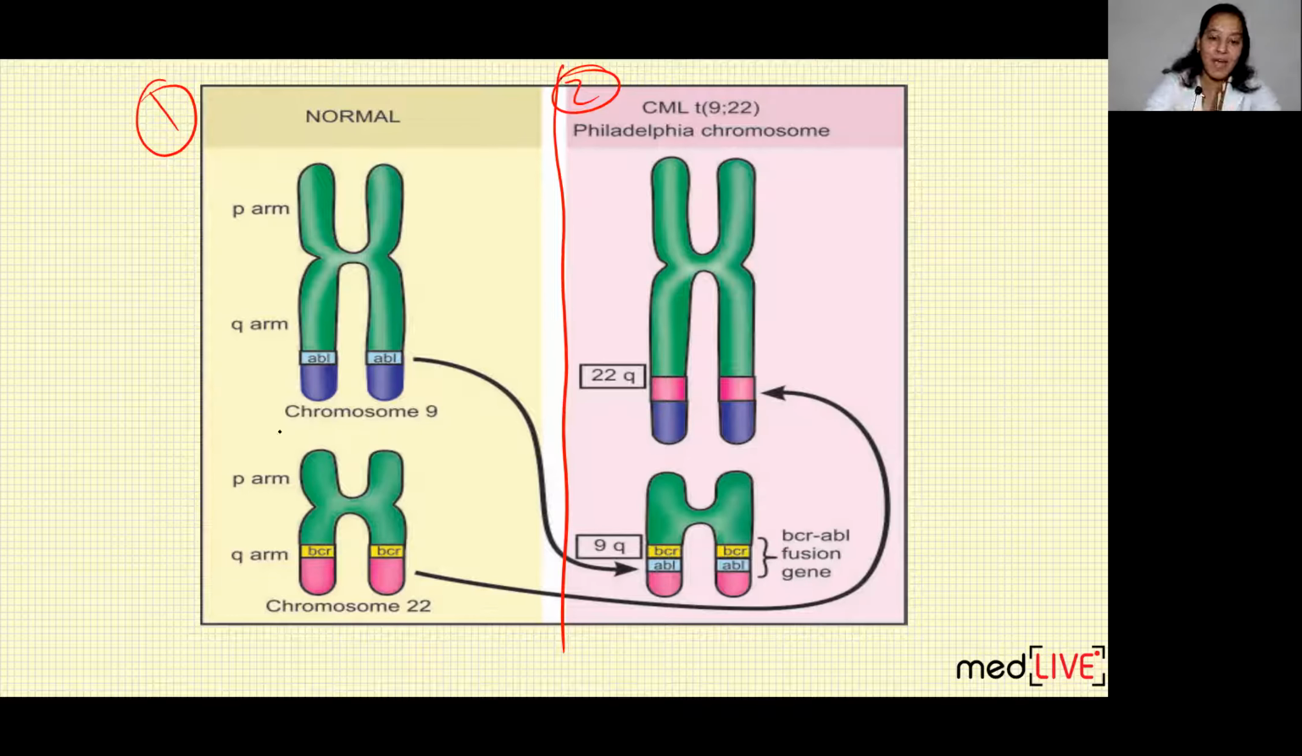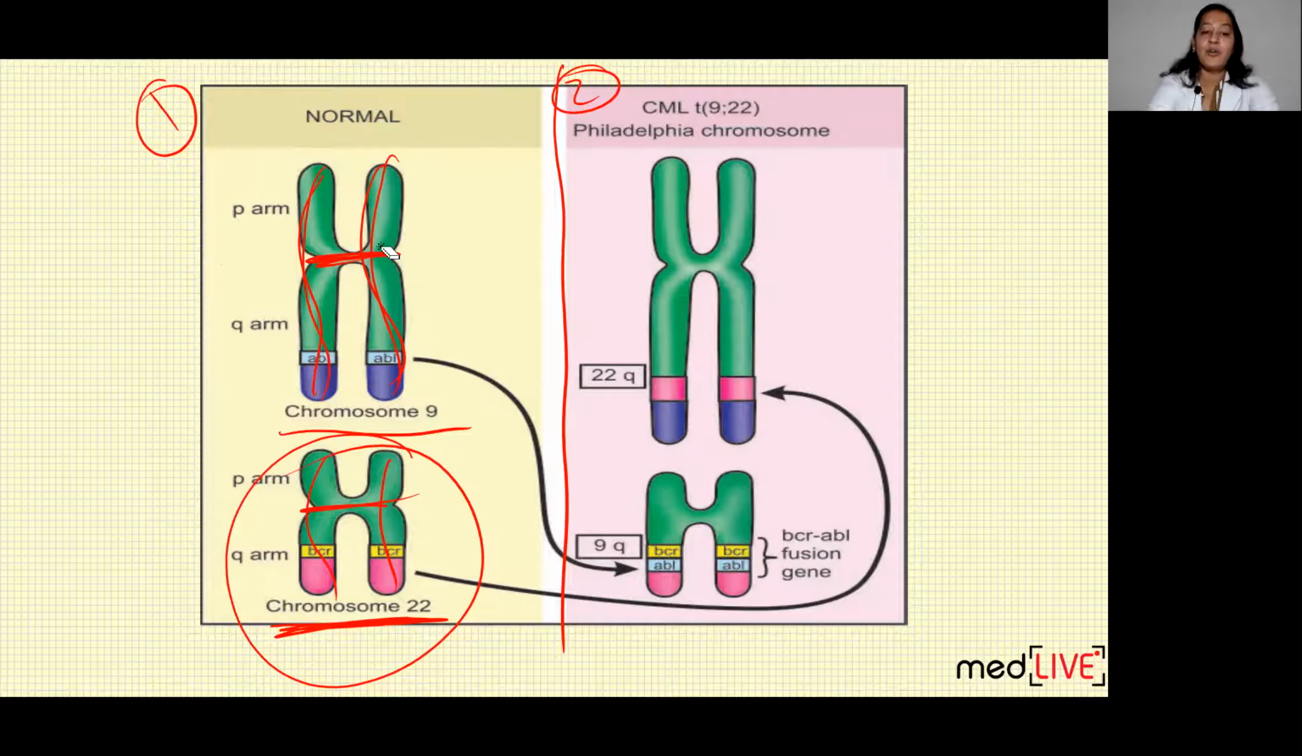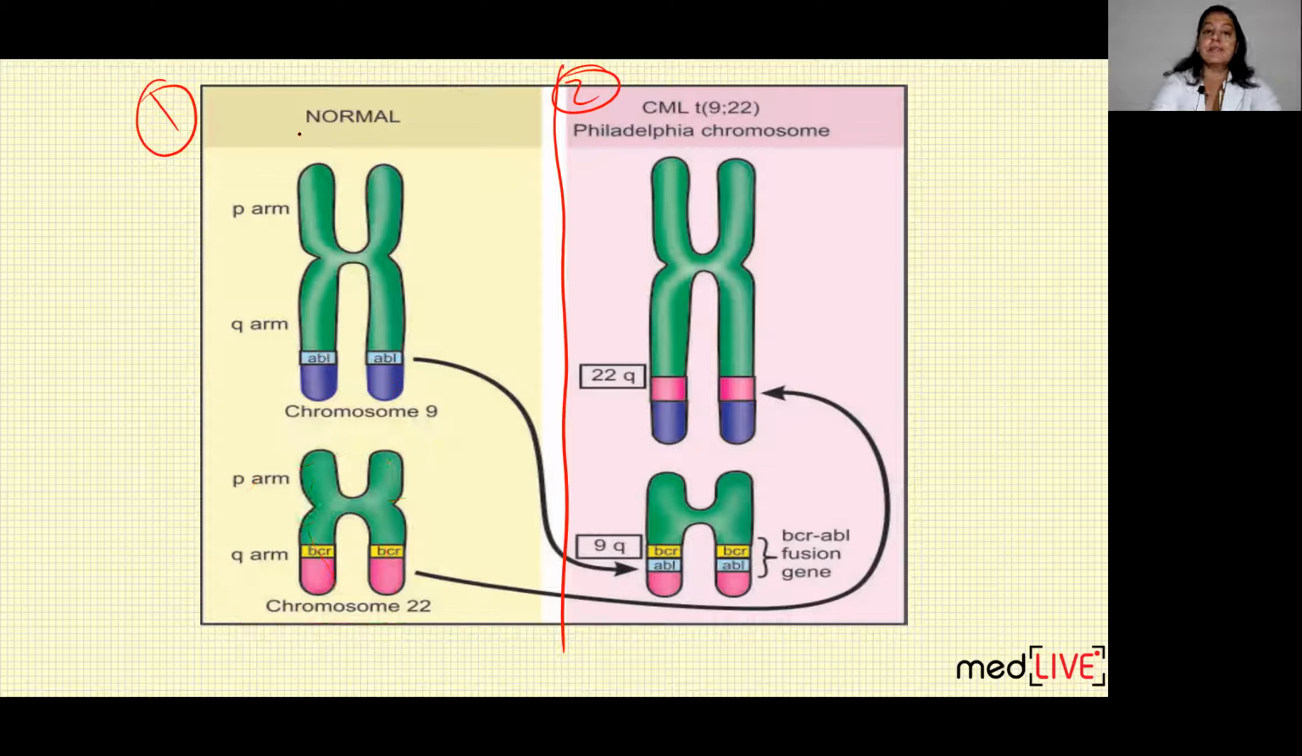This is the chromosome 9 pair. The two chromosomes of pair 9: this is the first chromosome and this is the second chromosome, and they are connected by a chromatid in between. So there are two chromosomes of chromosome 9. This is chromosome 22. You can see the two chromosomes of chromosome 22. They are also connected in between. So first pair, second pair, third pair, fourth pair, a total of 23 pairs. So this is pair 9 and this is pair 22. You got it? I'm discussing the normal situation.